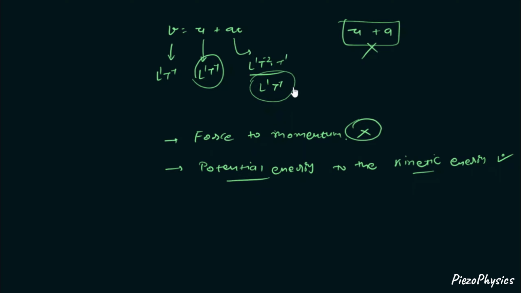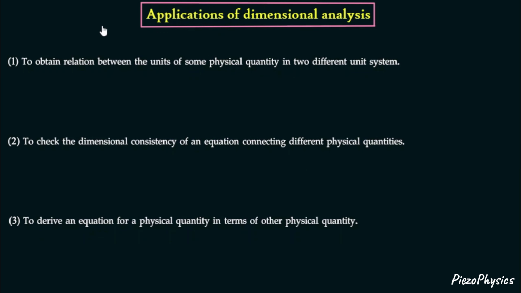Now let us look into the applications of dimensional analysis. First is to obtain a relation between the units of some physical quantity in two different unit systems. It means we can convert one unit from the SI unit system to CGS, or from CGS to the SI unit system. We will see this application in great detail.